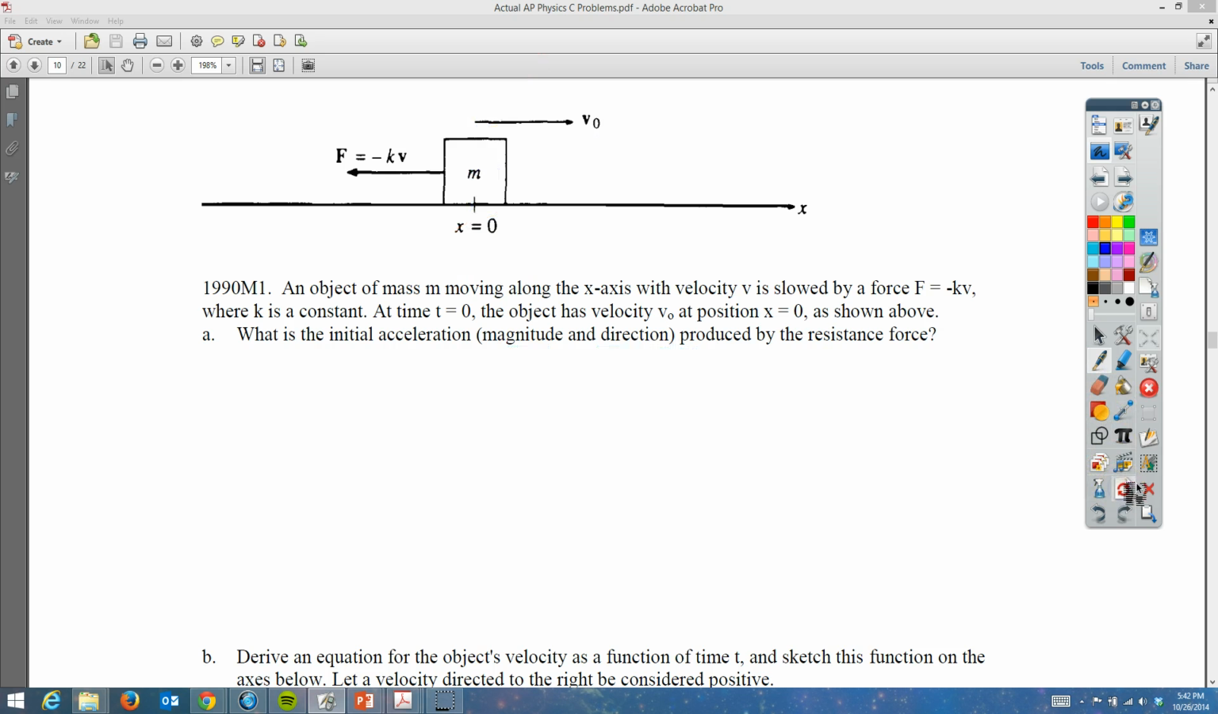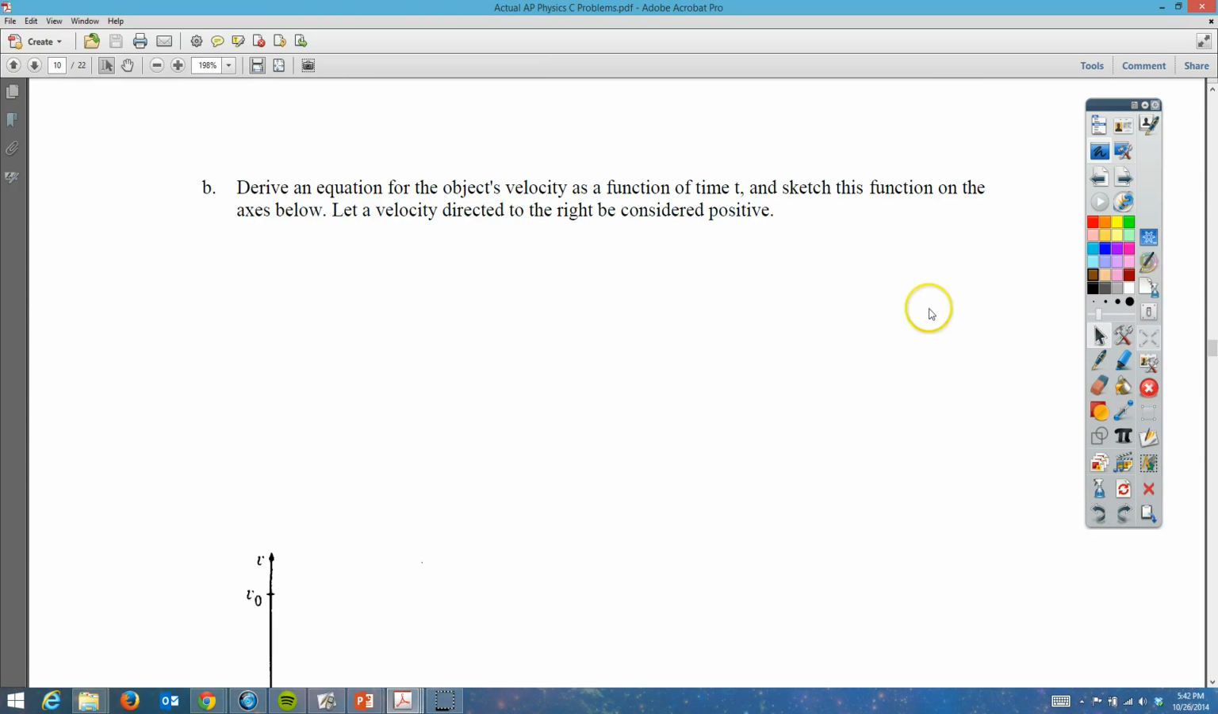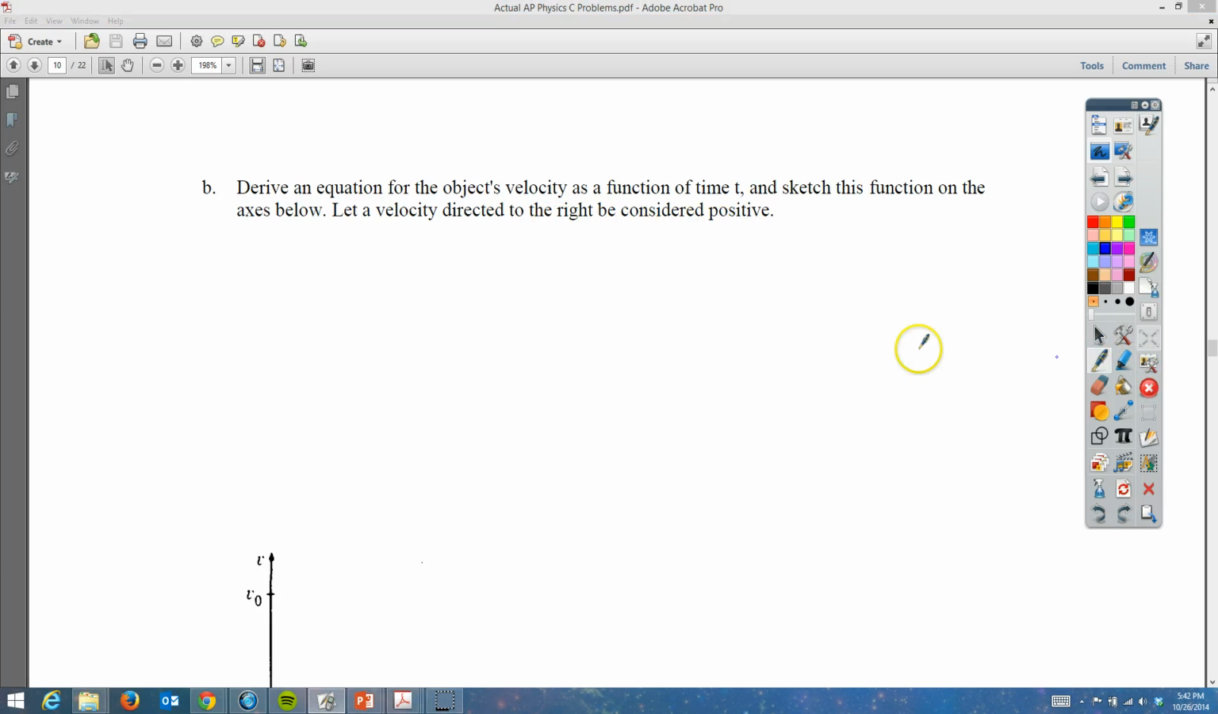Let's go on and look at the next part. The next part wants us to derive an equation for the object's velocity as a function of time t, and sketch this function on the axis below. Let a velocity directed to the right be considered positive.